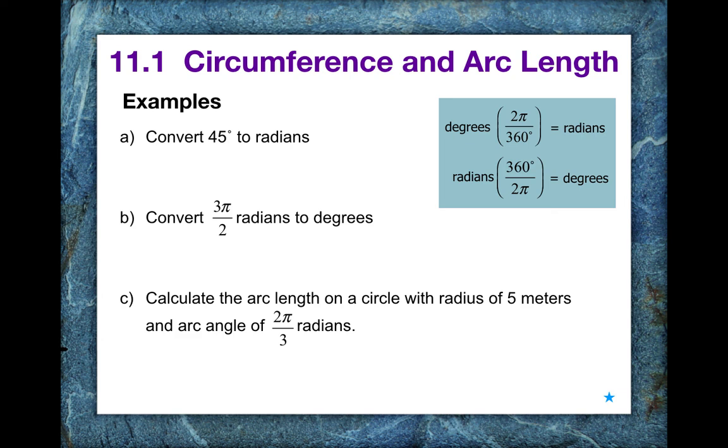Finally, calculate the arc length. You're going to have to go back to the formula for the arc length of a circle. It has a radius of 5 meters and an arc angle of 2 pi over 3 radians. Calculate that, and we will talk about this the next time that we get together in class.